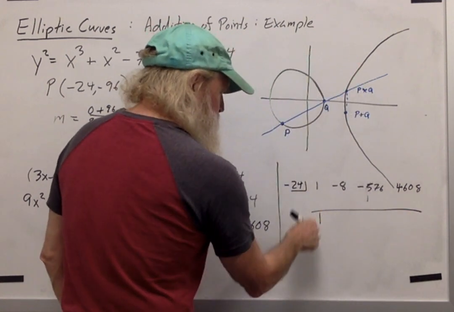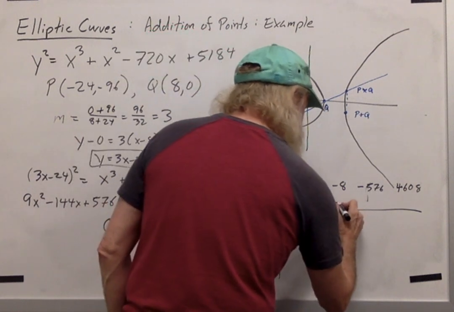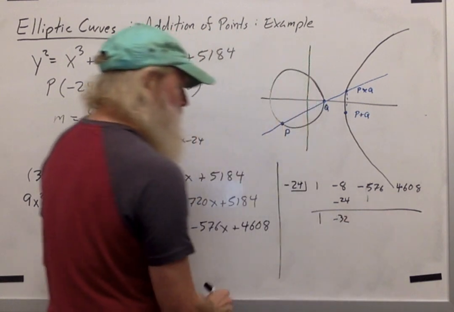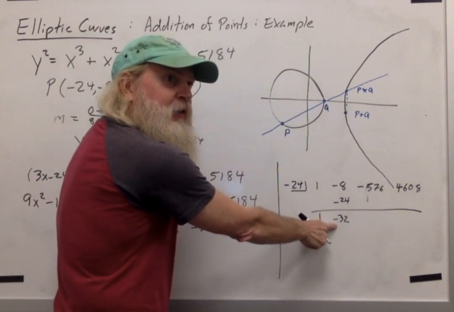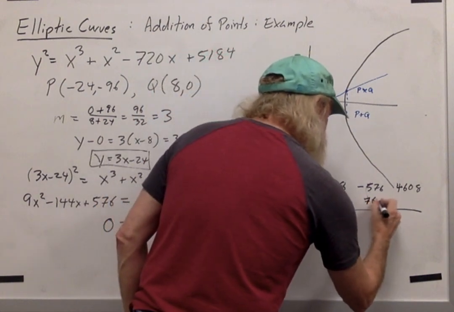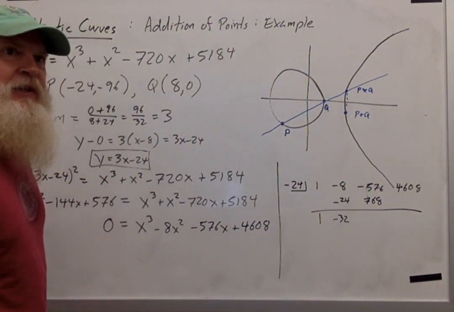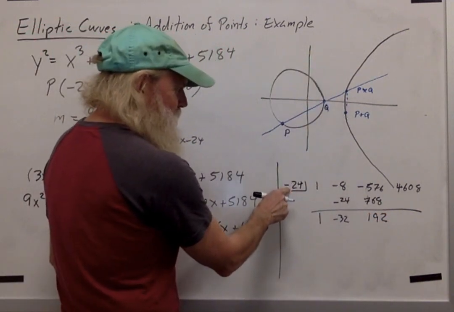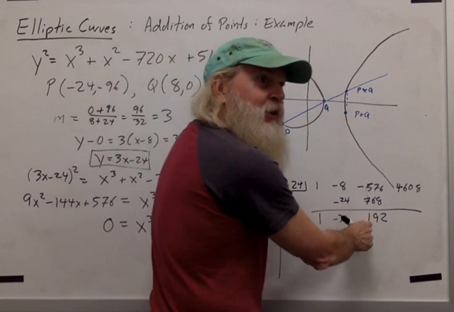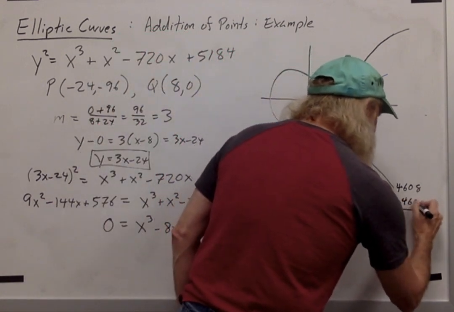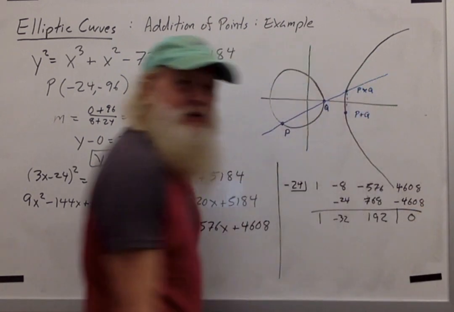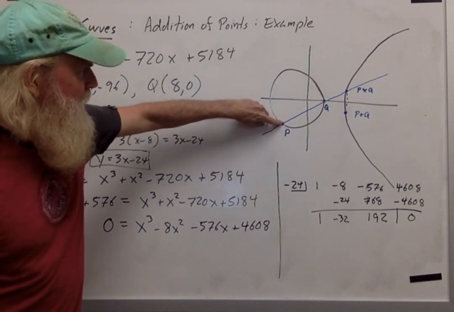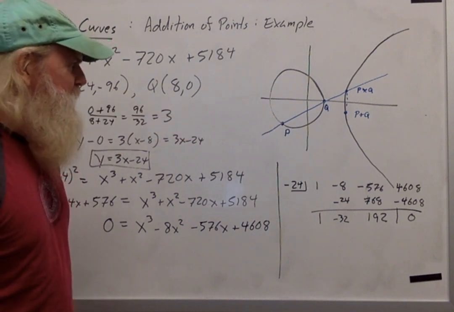Let's go through the synthetic division. Bring down the 1. Negative 24 times 1 is negative 24. Negative 8 and negative 24 is negative 32. Negative 24 times negative 32 is 768. Negative 576 plus 768 is 192. And it seems like a miracle, but negative 24 times 192 is negative 4608. So we get a remainder of 0. Kind of seems like a miracle, but we knew it had to happen since negative 24 is already one of the x-coordinates of the points of intersection.